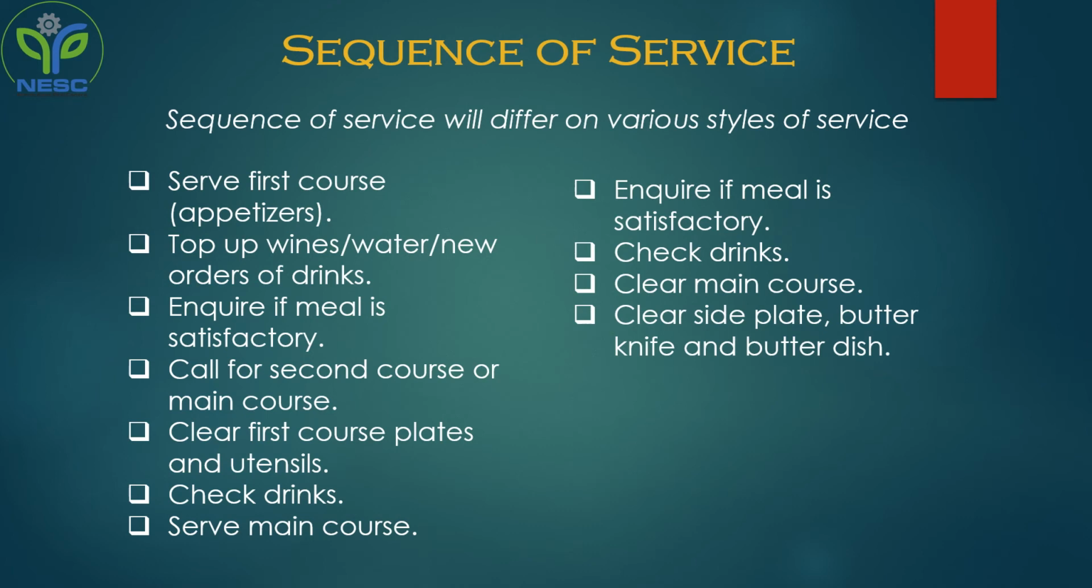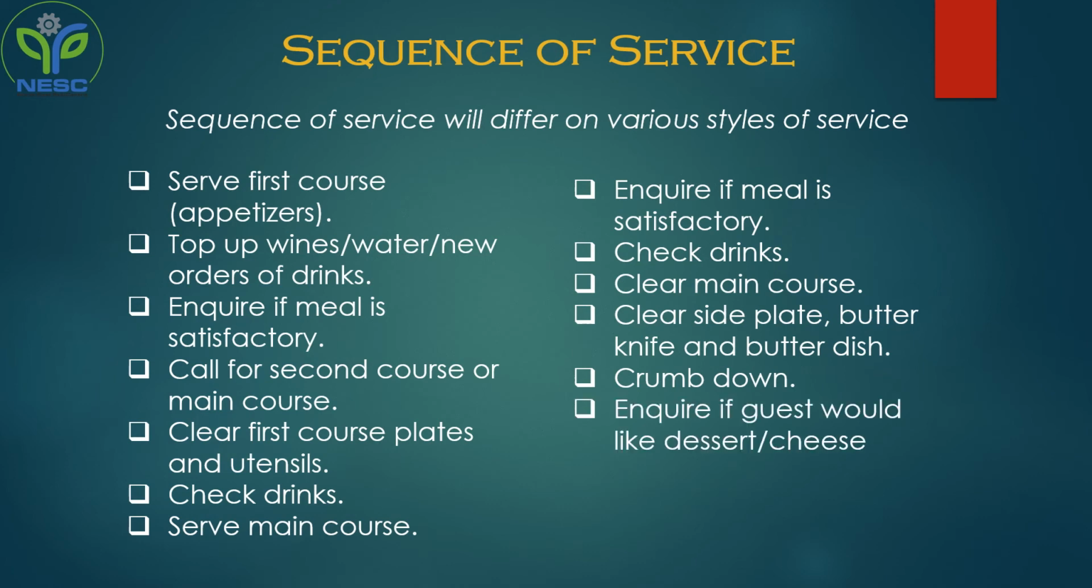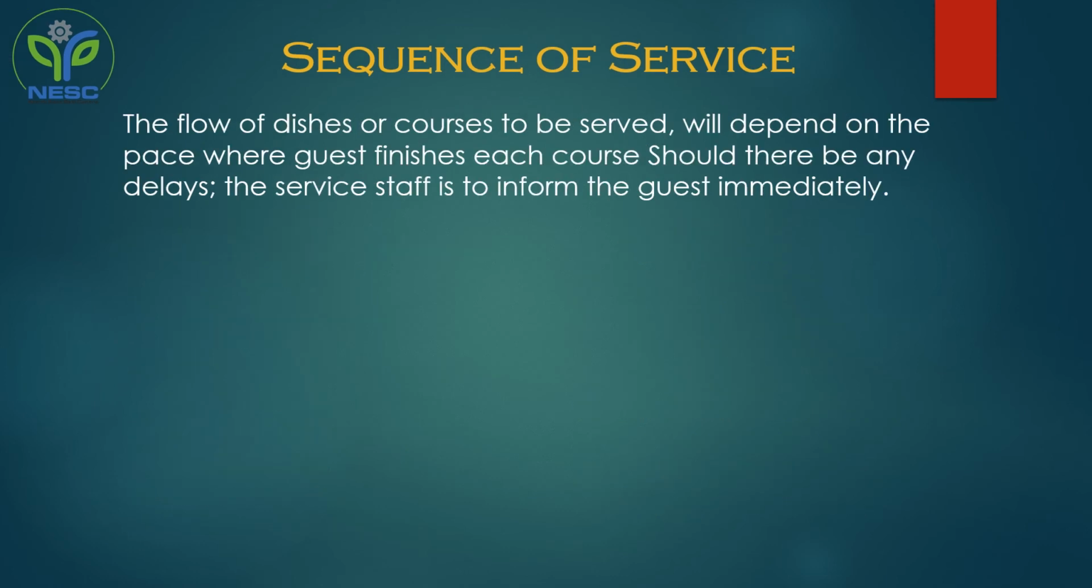After that, we have to clear the side plate, butter knife and butter dish. After completing all of this, we need to crumb down, meaning we need to clean the table. After that, inquire if the guest would like desserts or cheese. If they request, set the appropriate cutlery. Alright? The flow of dishes or courses to be served will also depend on the pace at which the guest finishes each course.